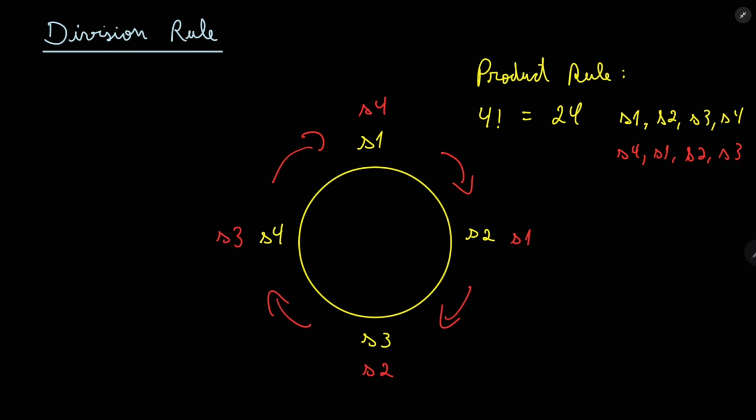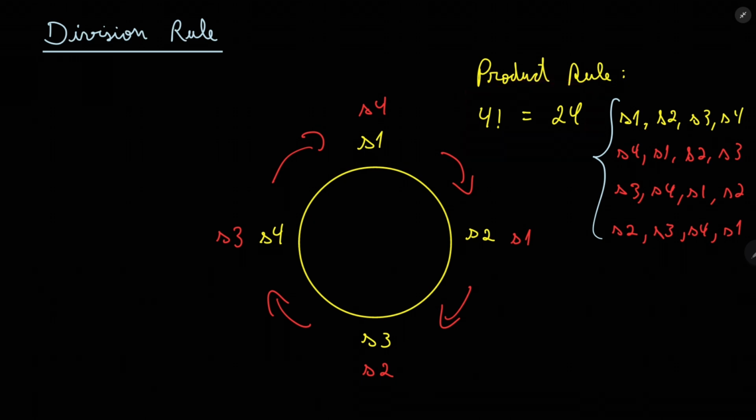Well, for any circular seating, we can rotate the seats 4 different ways. So we could have S3, S4, S1, S2, S2, S3, S4, and S1. And all these 4 arrangements at the circular table would actually be the same thing, the same seating. Which means that each circular arrangement has been counted 4 times in our 4 factorial result. Thus, by the division rule, the true number of distinct circular seatings is 24 divided by 4, which is 6 arrangements.